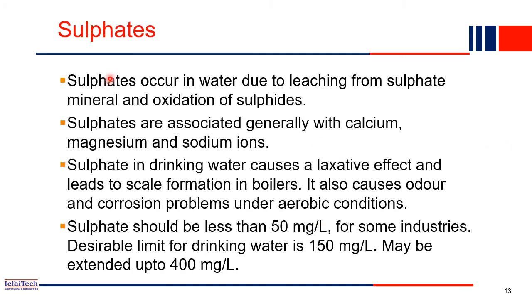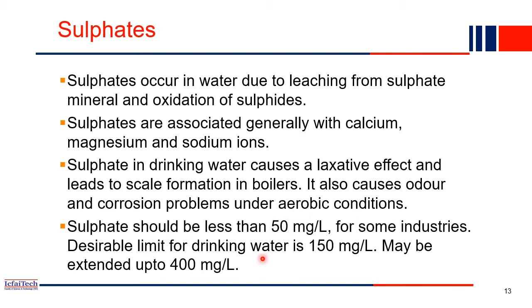Similarly, sulfate. Sulfate occurs in water due to leaching of sulfate minerals and oxides of sulfate. Sulfates are actually present in the soil, and from the soil they dissolve into the water. Sulfates are generally associated with calcium, magnesium, as well as sodium ions. Sulfate should not be less than 50 milligrams per liter for some industries, because industries use water for the production of some products, and sometimes they need sulfates not less than 50 milligrams.